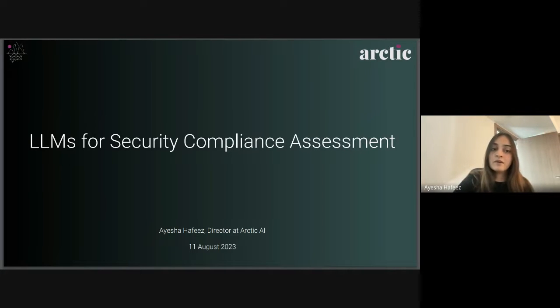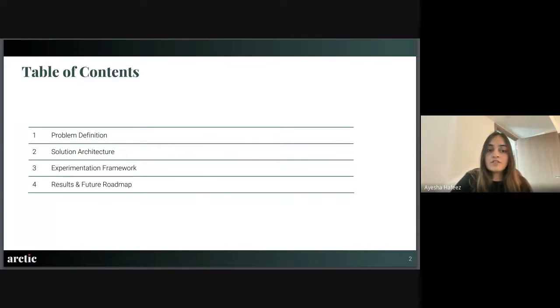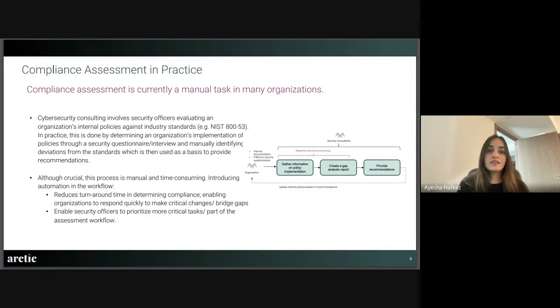Today, I'll be talking about the use of LLMs for security compliance assessment. All right, so we'll start off with the problem definition, followed by the technical solution architecture. I'll also walk you through how we've framed the experimentation and what the results look like, and what the future roadmap for this specific project was. This specific use case is actually a recent project we developed for a client who worked in the cybersecurity space.